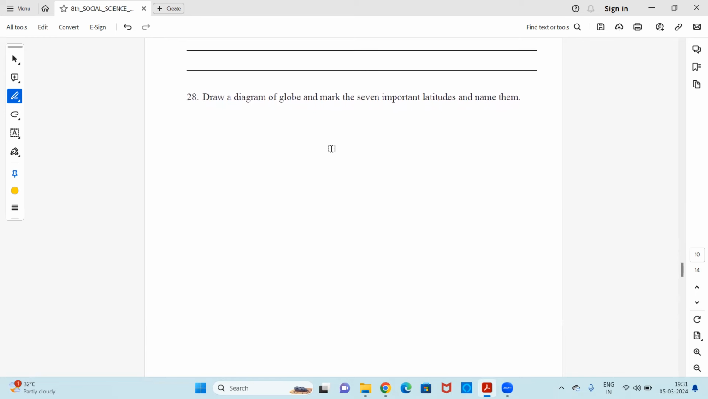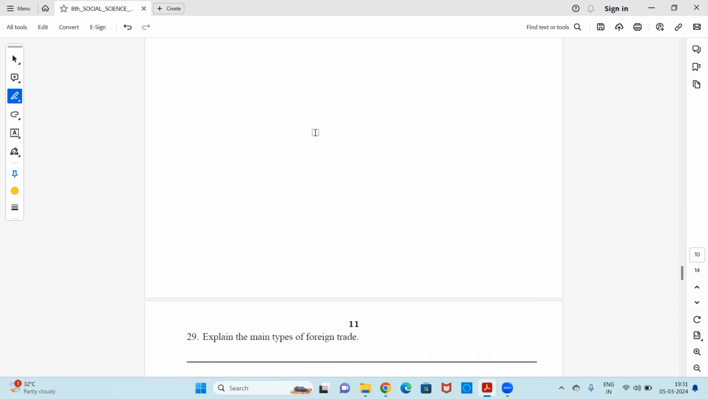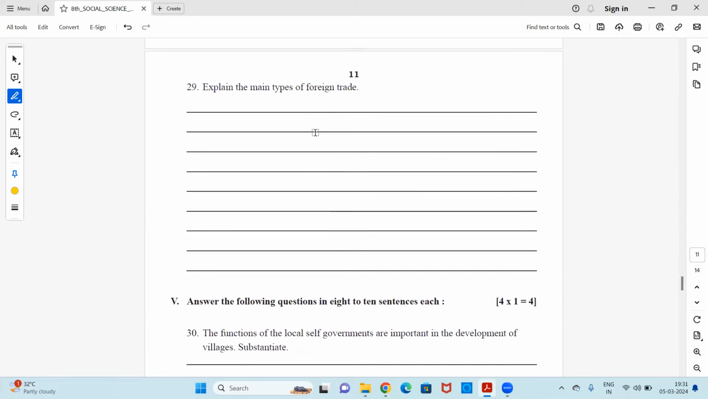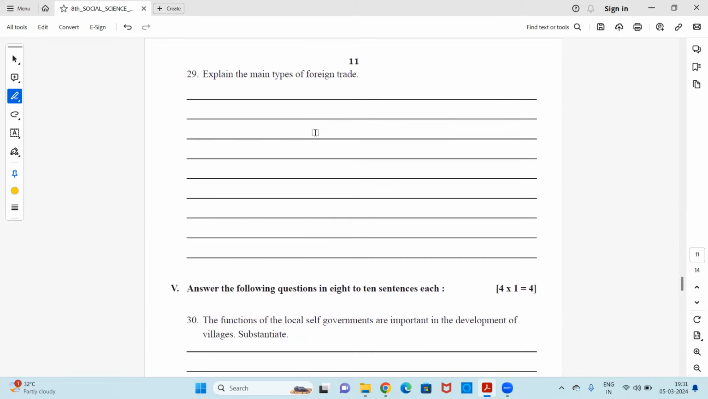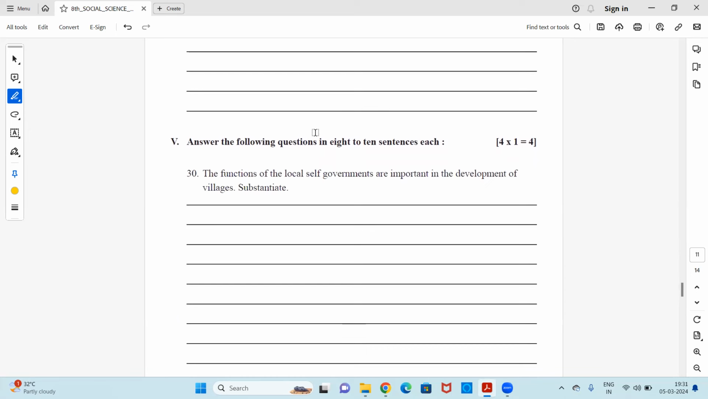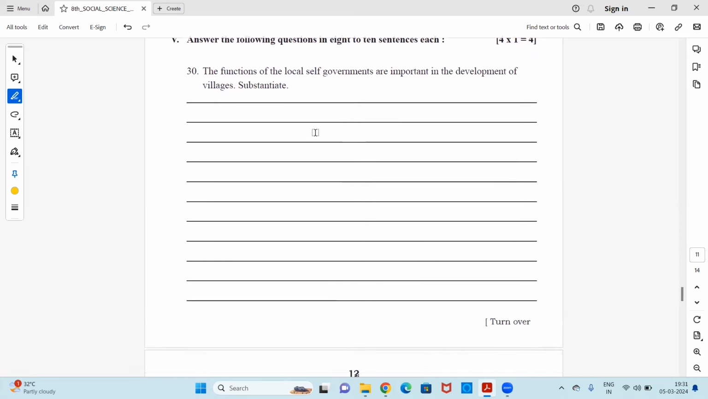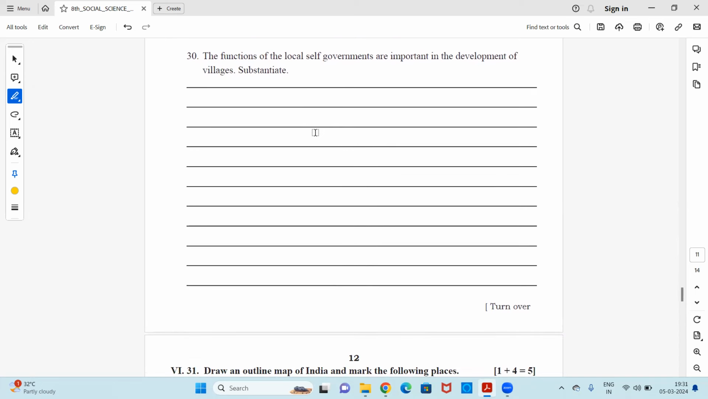Now you have a diagram. Draw a diagram of the globe and mark the 7 important latitudes and name them. Okay, you will find this in your geography textbook. Then explain the main types of foreign trade. Coming to the 4-mark answer, the functions of the local self-governments are important in the development of villages. Substantiate, means you have to explain how it is important.